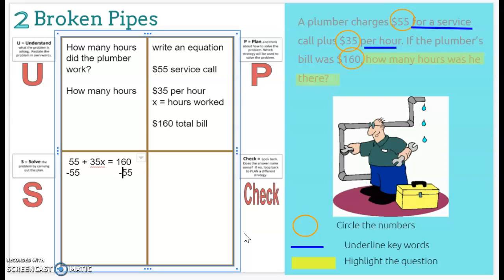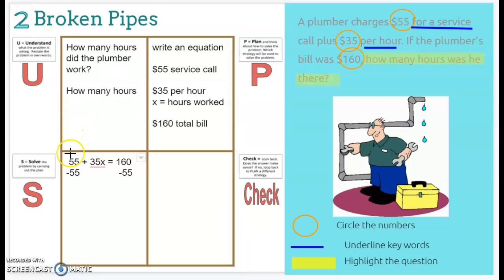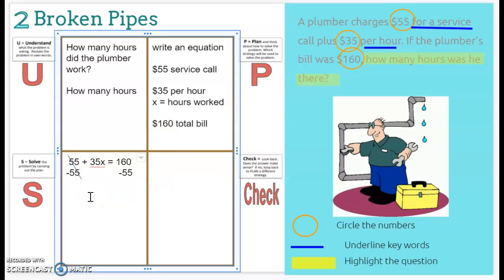Let me line those up so you can see that a little better. And so 55 and 55, if I go ahead and use my tool up there, you can see they cross each other out. That's what we call a zero pair. A positive number and negative number that are exactly the same, they zero each other out. So I'm going to bring this 35x down, and then that is going to equal 105. Because 160 minus 55 gives me 105.